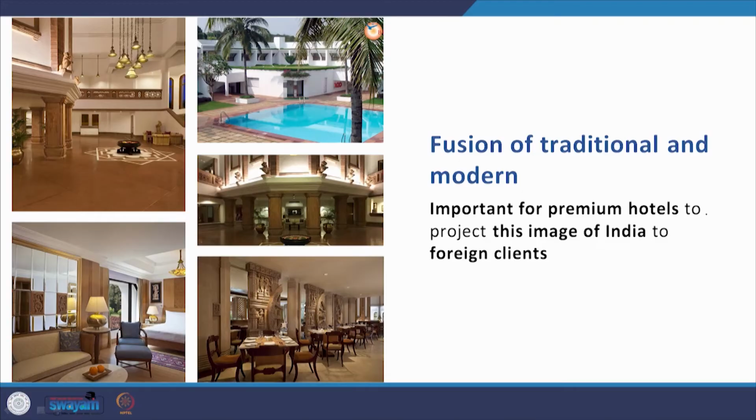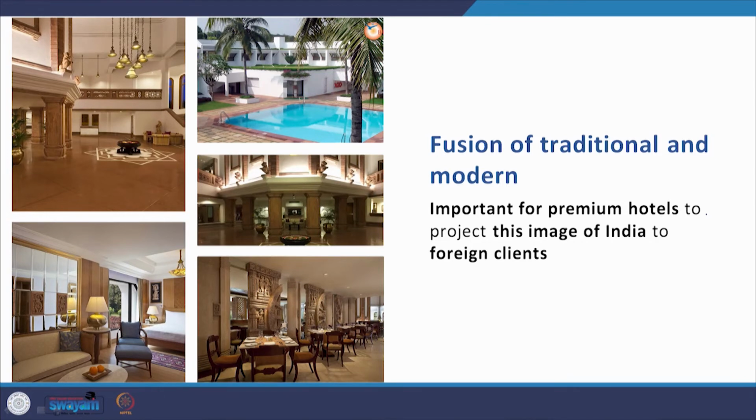The fusion of traditional and modern has also been an important idea behind premium hotels in India, particularly those that accommodate foreign tourists in the 1970s, 1980s. We see that in the Ashok Hotel, we see that here in the Oberoi Hotel Bhuvaneshwar, because they were to project the image of India to the foreign tourist or the foreign clients. So there are obviously the more obvious Indian traditional elements like the columns in the interior spaces or the stone artwork in the interior spaces.